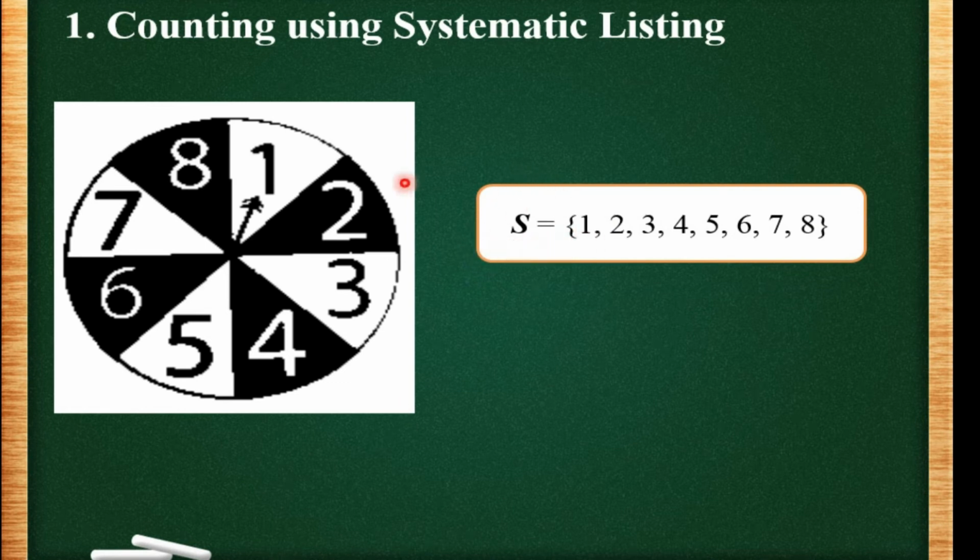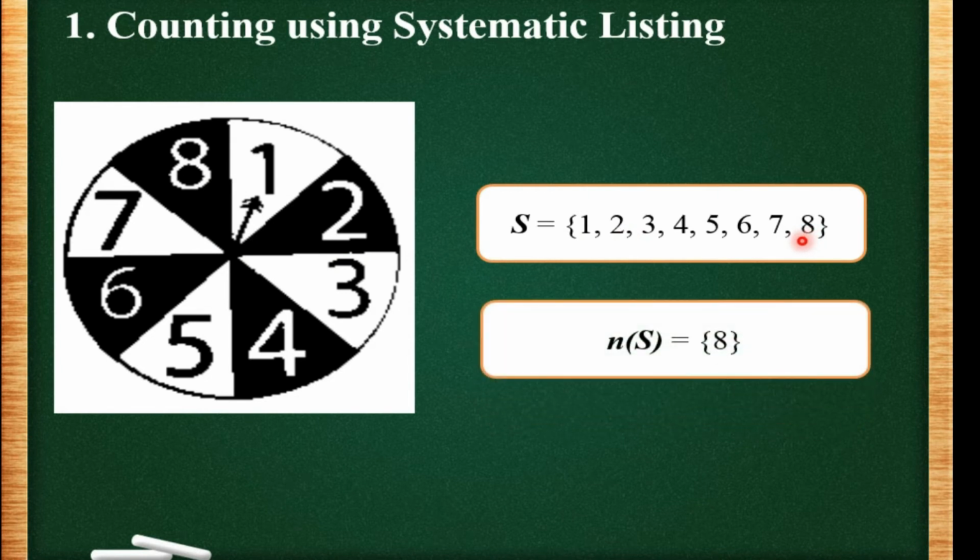The elements would include 1. You start from here until you reach the 8. And then after that, you count what you have listed to determine your N of S. So 1, 2, 3, 4, 5, 6, 7, 8. N of S is equal to 8.